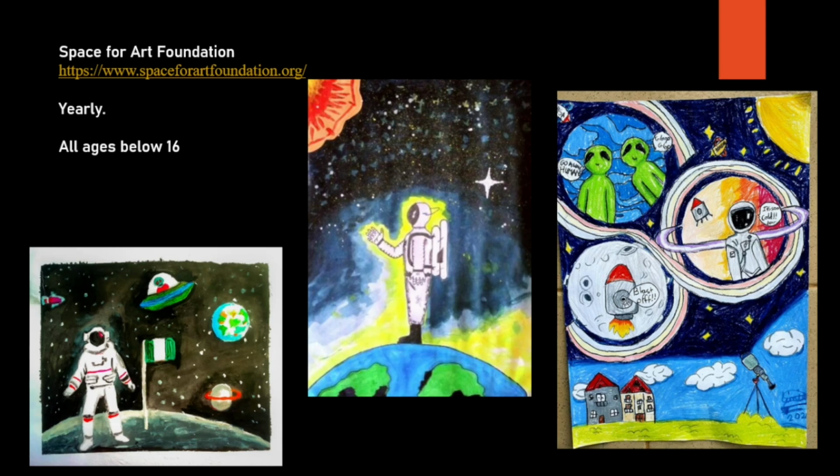So then we have Space for Art Foundation. Here we work with teachers across Africa. We usually request for them to ask their students or pupils to draw anything they can imagine about space. So here are some of the art we have collected so far. Here is a pupil from Nigeria. She said she wants to be the first Nigerian to go to space. So she was able to draw her imagination. So this is mostly for teachers and pupils, although it may not concern you. So all ages below 16.